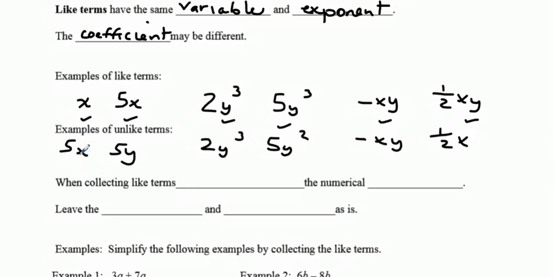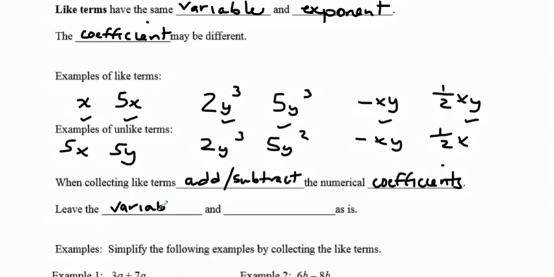Okay. When you're collecting like terms, you want to add or subtract the numerical coefficients, and you want to leave the variable and exponent as is. So that is the rule for collecting, or adding and subtracting, like terms. So let's do some examples.